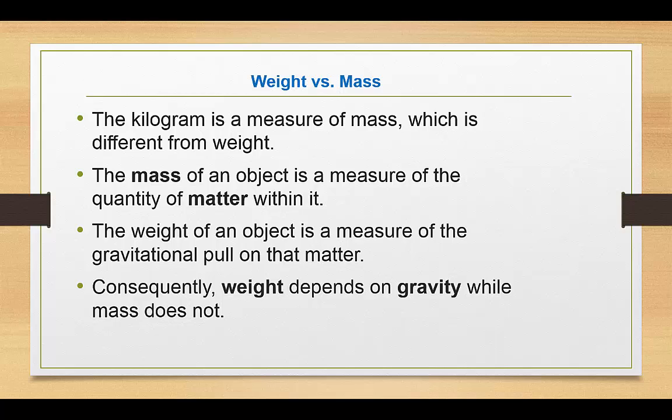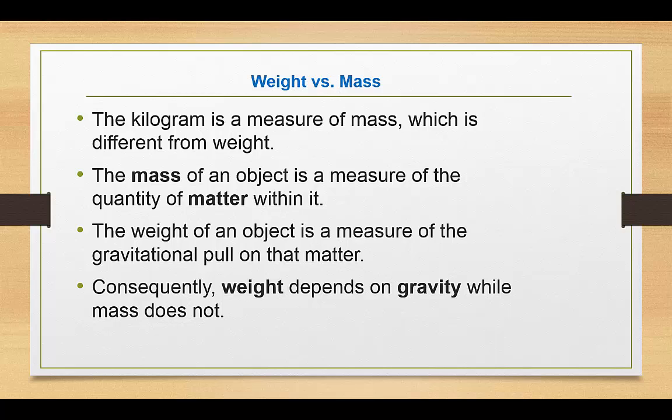Now, just to touch on this, when we're measuring grams and kilograms, kilogram is a measure of mass, which is actually different from weight. Mass and weight are not the same thing. The mass of an object is simply the measure of the quantity of matter within an object. Its weight is dependent upon the gravitational pull on that matter. Here on Earth, that's pretty much a constant, and so we use weight and mass interchangeably, but they're not necessarily the same. Weight is dependent on gravity. Mass is a fixed quantity, does not depend on gravity.